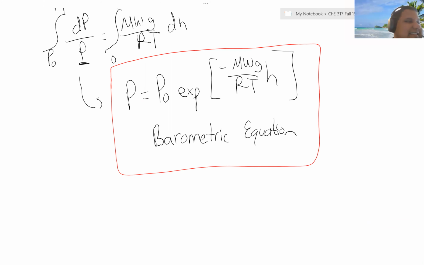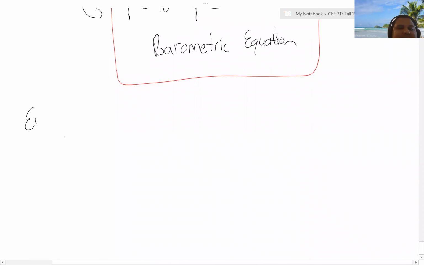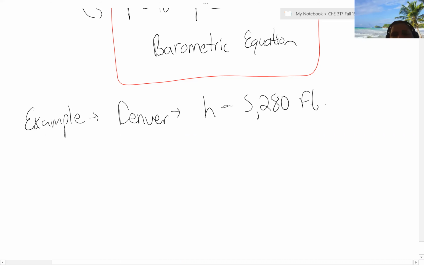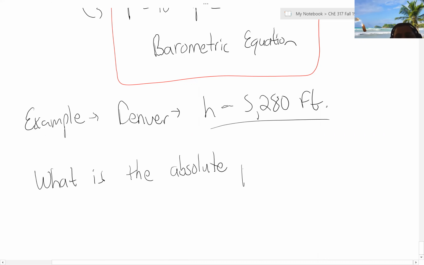So let's look at an example of applying the barometric expression. Let's say you visit Denver, which has an elevation of 5,280 feet, known as the Mile High City. What is the absolute pressure of a home in Denver?